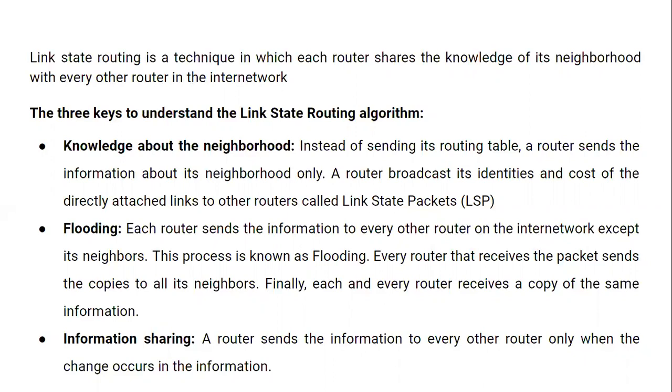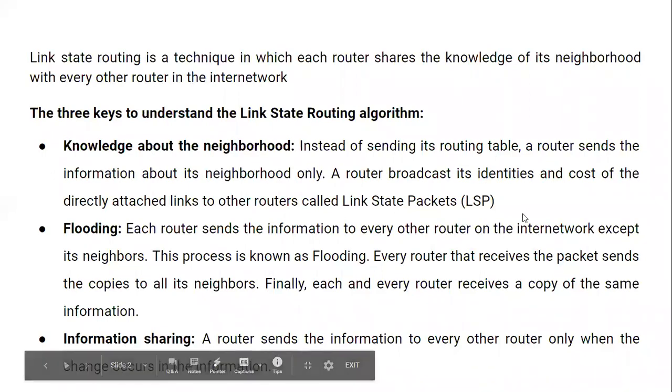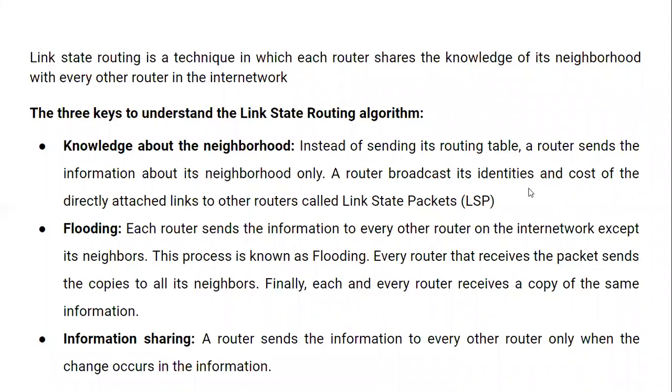For this link state algorithm, we should remember only three important keys. The first one is knowledge about neighborhood, then flooding, and information sharing. The knowledge about neighborhood is also called link state packets, which means that instead of sending the routing table, a router sends the information about its neighbors only.